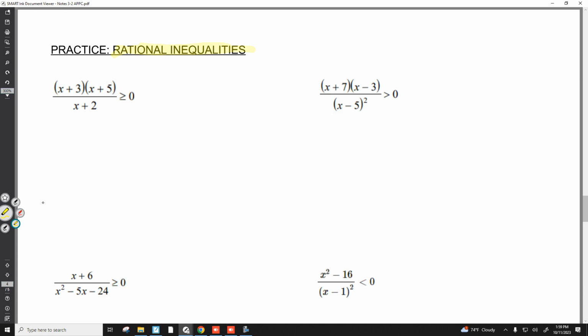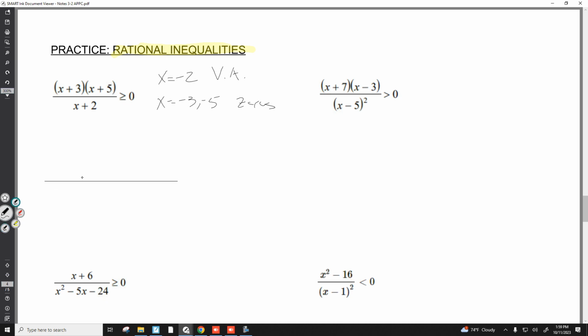We got -2. -2 is a zero in the bottom. That's a vertical asymptote. Great. We got -3 and -5. Those are zeros in the top.